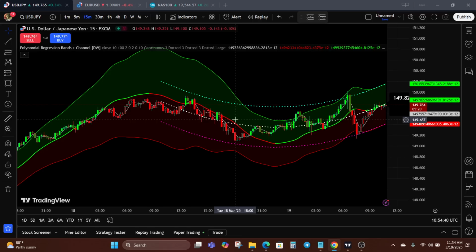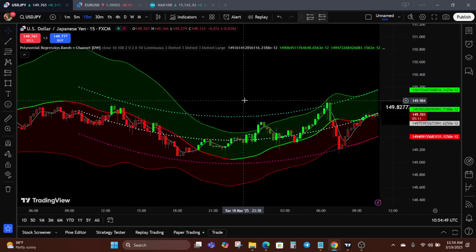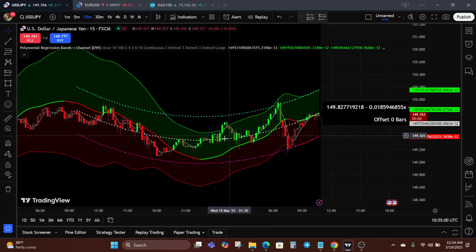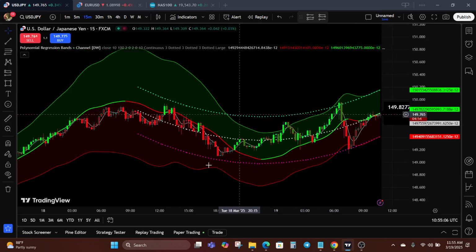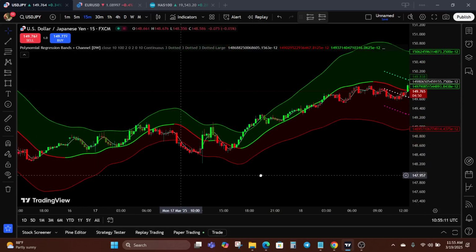So now, how does this indicator work? Like I mentioned already, the indicator helps to identify dynamic support and resistance zones, and it uses polynomial regression to achieve that. So whenever you have price trading within the upper channel, it's a clear bullish trend. When you have price trading within the lower channel, it's a bearish trend.